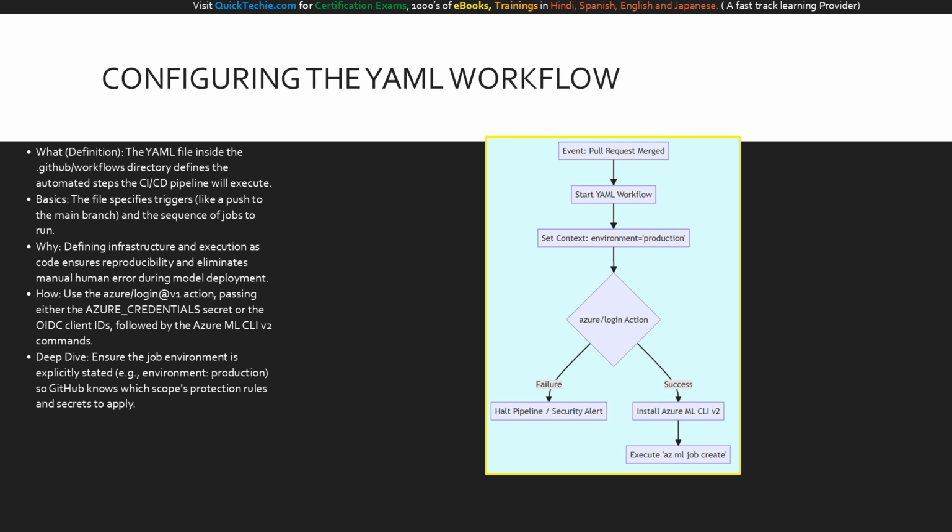Let's follow the logic of our YAML file. A pull request merge triggers the workflow. The very first thing it does is set the context to the production environment. It then executes the Azure/login action. This is a strict gateway. If authentication fails, the pipeline halts immediately, preventing unauthorized access. If it succeeds, it installs the Azure ML CLI and securely executes the command to create the machine learning job.